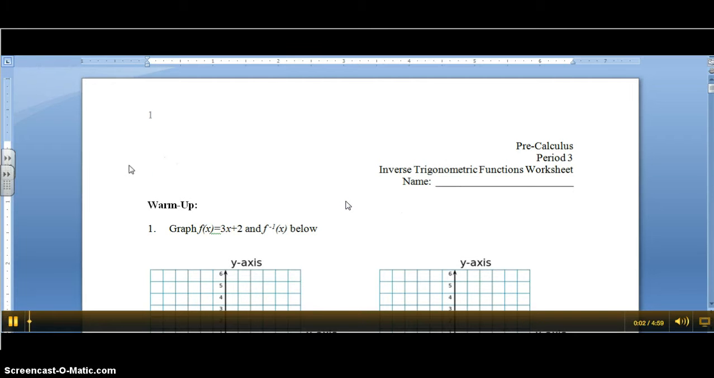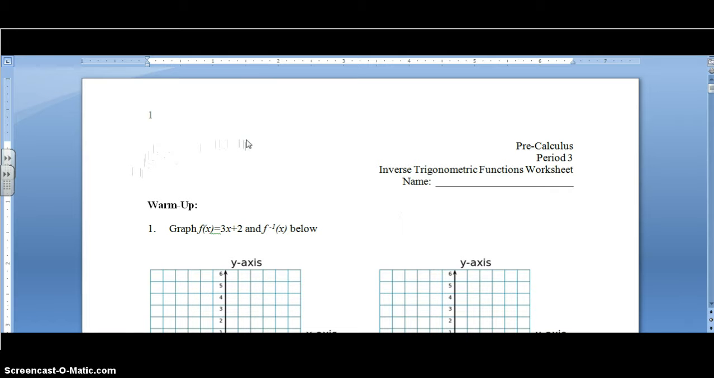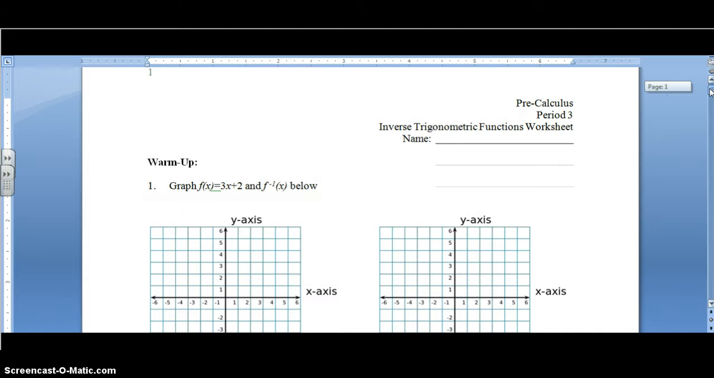Okay, so our assignment for this was to cover inverse trig functions, and this is a common topic in the pre-calculus classroom. You might see some juniors and seniors seeing this. And we started by giving students a warm-up.